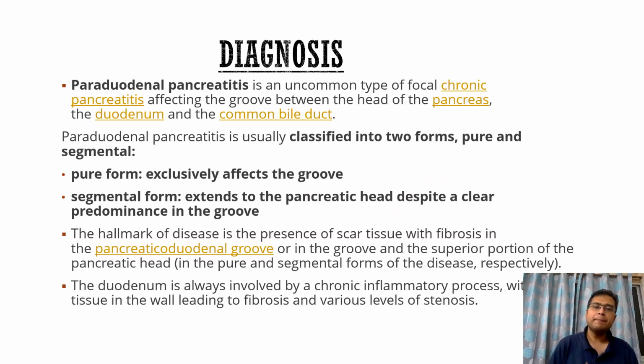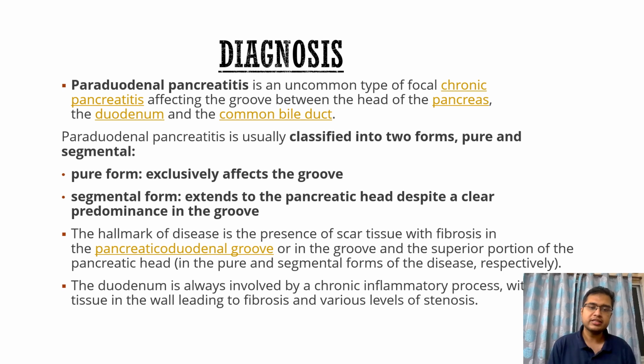Paraduodenal pancreatitis or groove pancreatitis is an uncommon type of focal chronic pancreatitis. It's a type of chronic pancreatitis, that is, recurrent episodes of pancreatitis will be present in the history, and it typically affects the groove between the head of the pancreas and the duodenum and the common bile duct. It is classified into two forms, pure and segmental form. The pure form exclusively affects the groove between the head of the pancreas and the duodenum, while the segmental form extends to involve the head despite a clear predominance in the groove.